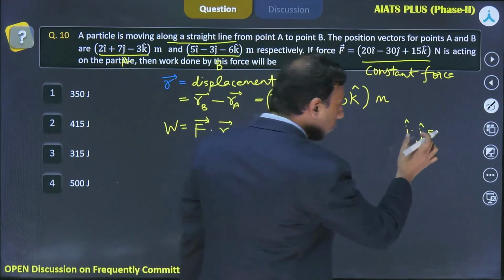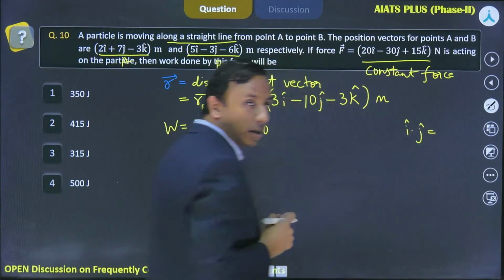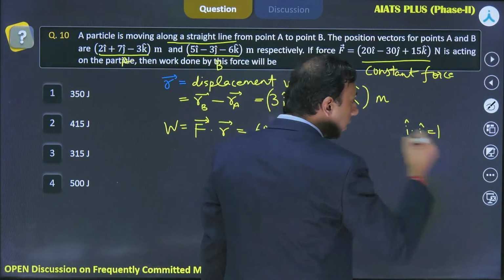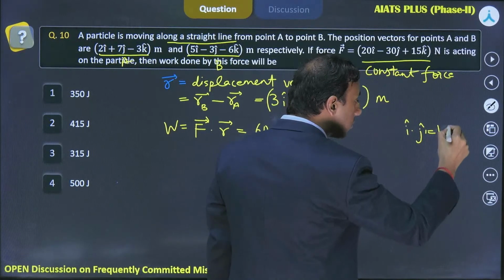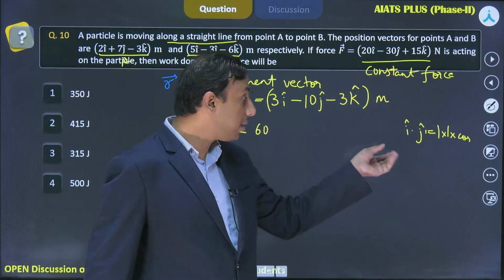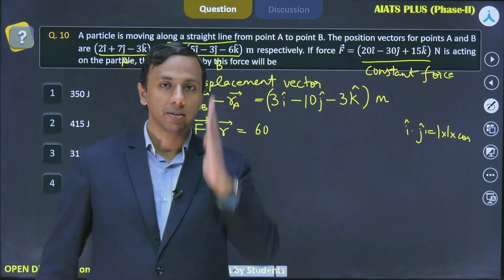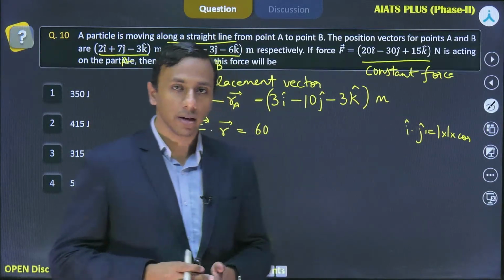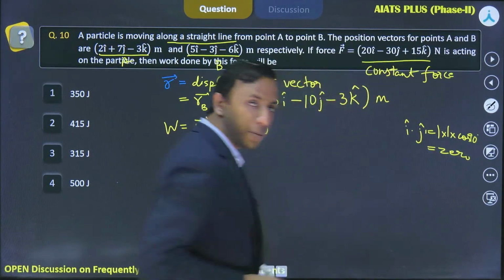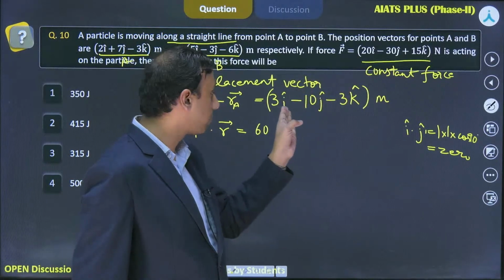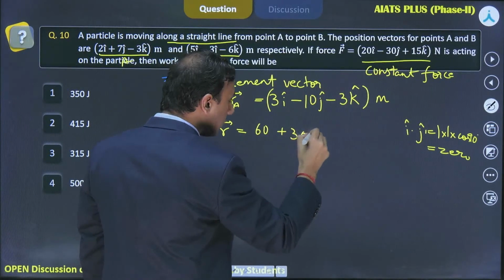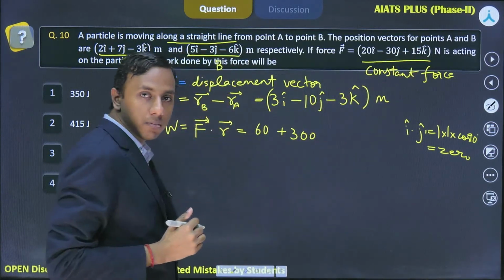Why? Because what is the dot product, by the way? F R cos theta, that's what we wrote. So it will be mod A mod B cos theta. The magnitude of i cap is 1, the magnitude of j cap is 1, into the cos of the angle between them. Remember, i cap is along the x axis and j cap is along the y axis, so the angle between them is 90 degrees, cos 90, so that's why 0. In dot product you can directly do i cap with i cap. So minus 30 into minus 10 will become 300. Then 15 into minus 3 is minus 45.